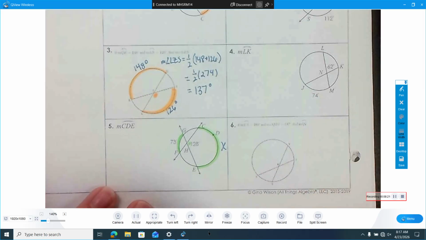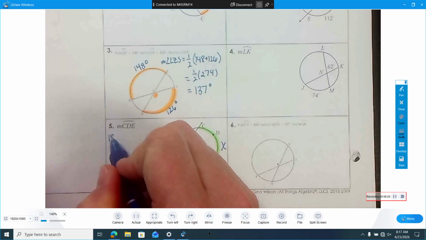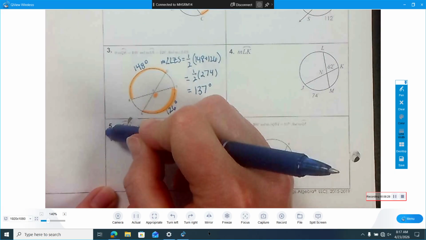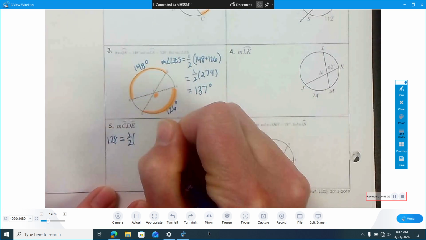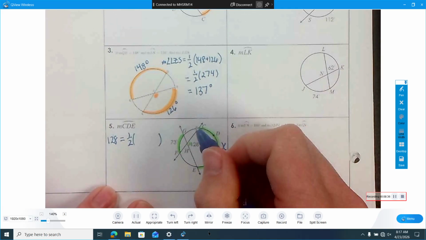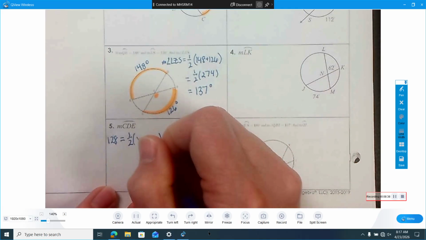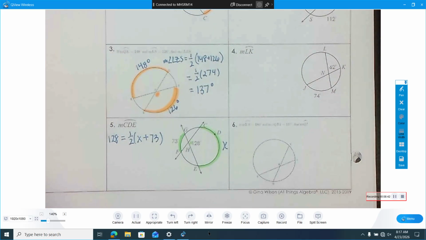Good. I'm going to set it up in the traditional way, which says the angle. So I'm going to do the 128. The angle equals, so 128 equals half the sum of the arcs. So my arcs would be, the big arc, we're going to call X, and our 73. So 1/2 arc plus arc.